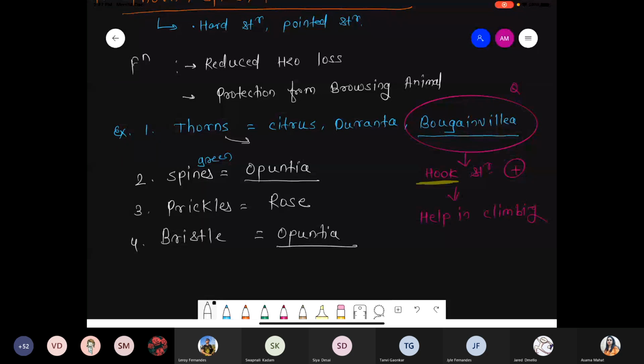Okay. Deepika, you can say that hairy structure. So done this part. Okay. Clear this part.